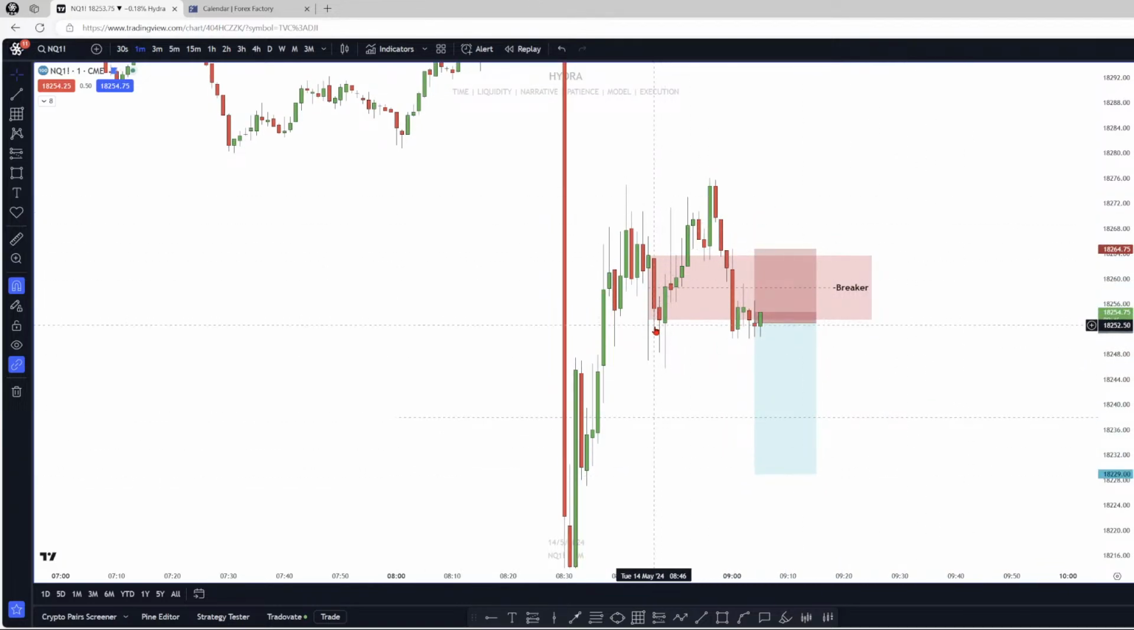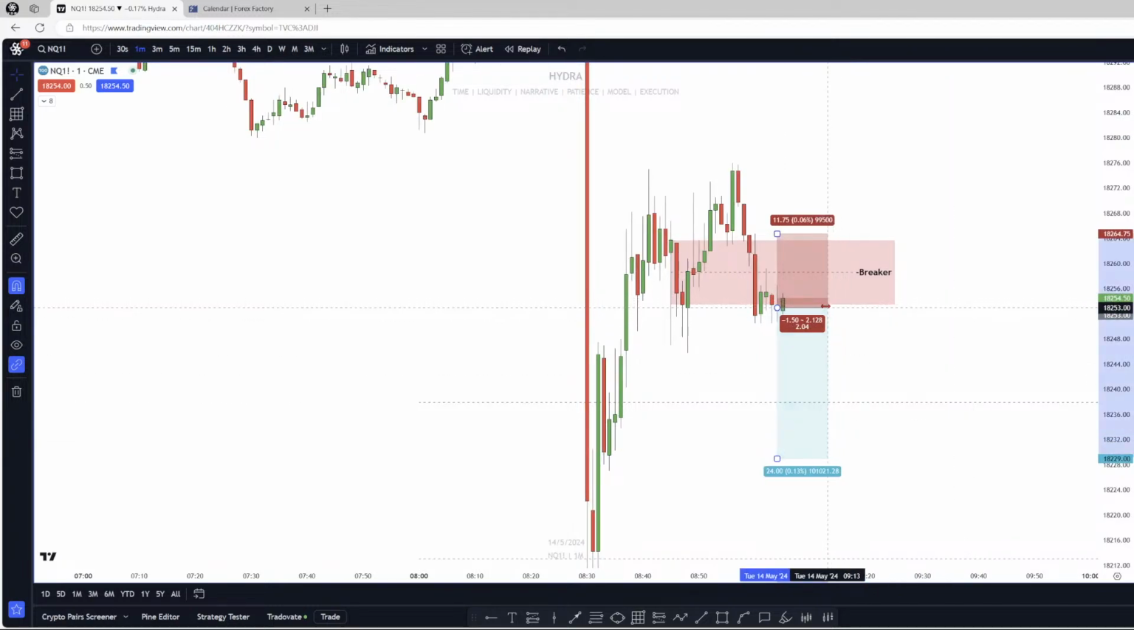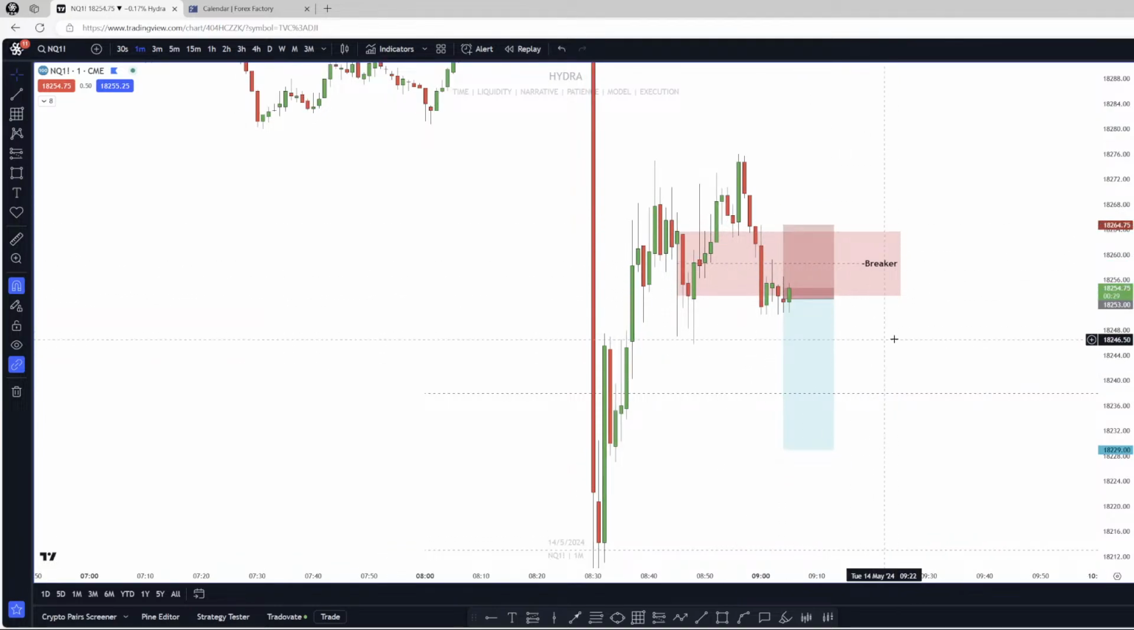I don't like to take a trade inside this macro. When we have news, it works most of the time. When we don't have news, it fails most of the time. So that's what I'm gonna tape read, and I'm gonna wait for high probability macros to show me something.